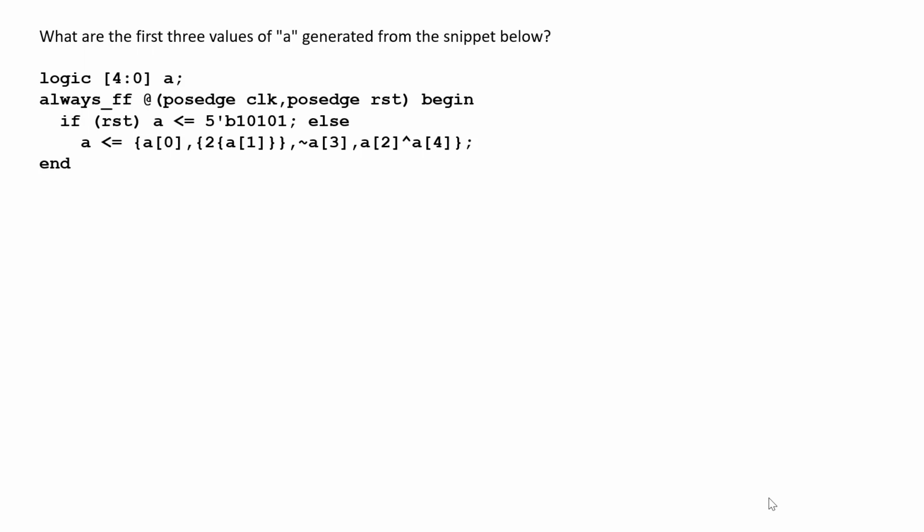And what are the first 3 values of A generated from the snippet below? So this one starts out at 10101, and in this case you do some bit twiddling, where you take the least significant bit and make it the most significant bit. You duplicate the second least significant bit twice. You complement bit 3, and then you add bit 2 XOR bit 4.